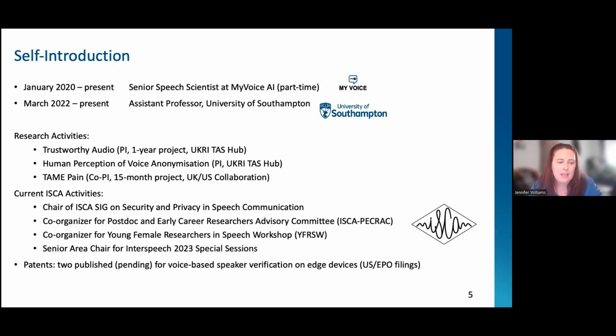Some of my activities within the International Speech Communication Association include that I'm the chair of the Special Interest Group on Security and Privacy in Speech Communication. I'm also a co-organizer for the Postdoc and Early Career Research Advisories Committee and a co-organizer for the Young Female Researchers in Speech Workshop. And this year, I'm the senior area chair for the InterSpeech 2023 special sessions. I also have 2 patents. They're published, but still pending. And those are on the topic of voice-based speaker verification on edge devices, and one more patent in the works.